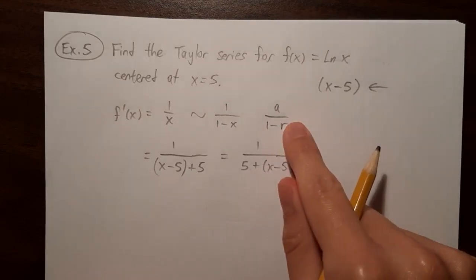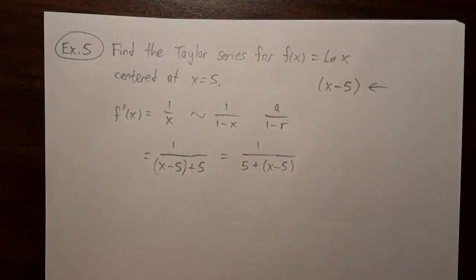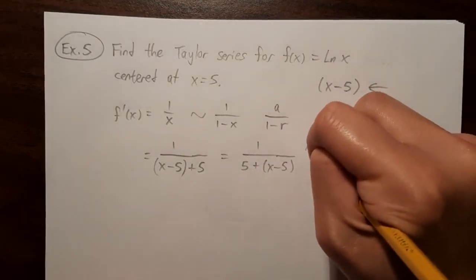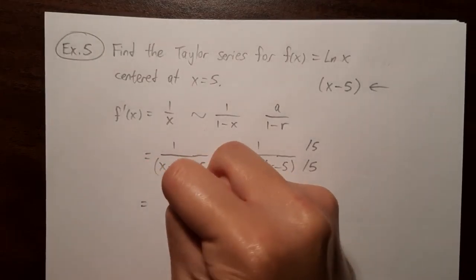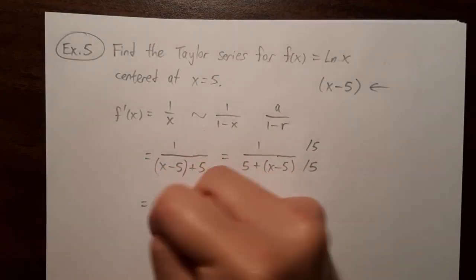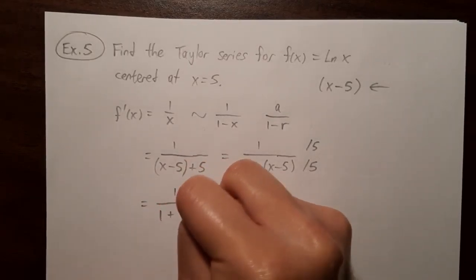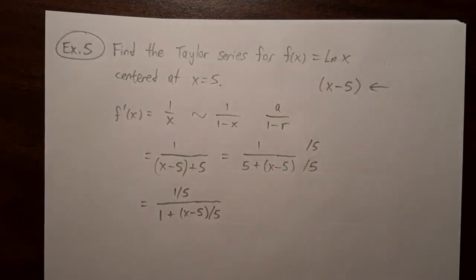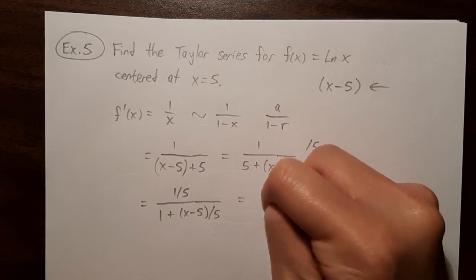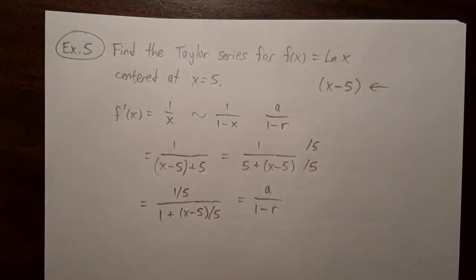So we're pretty close to this form, but not quite. We need the 5 to become a 1, but we already know how to do that, right? We just divide numerator and denominator by 5. If I do that, I'm going to get 1/5 on top, and on bottom we're going to have 1 plus x minus 5 over 5. And now this is lining up quite nicely with a over 1 minus r.